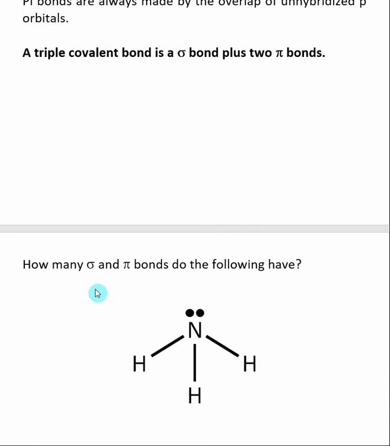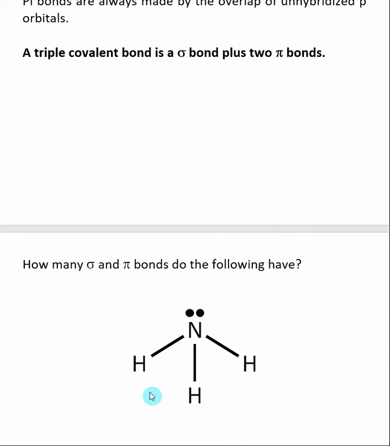It's important to be able to distinguish between sigma and pi bonds. We're going to find out later that their reactivity is quite a bit different. So being able to identify the number of sigma and pi bonds in a molecule is very important. This is a very common question, where I've asked how many sigma and pi bonds are in the following molecule. Remember, single bonds are sigma bonds, pi bonds are multiple bonds.